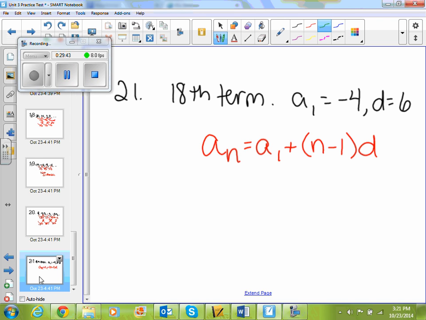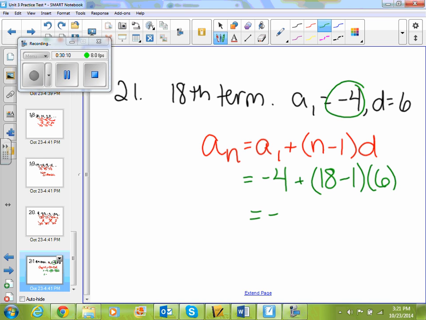So then what is my a sub 1? Negative 4. Your a sub 1 is your first term of your sequence. My first term of my sequence was negative 4. Okay, plus, yep, times 6, perfect. N is the number you're looking for, so we're looking for our 18th term. D is your common difference, which it told us was 6.